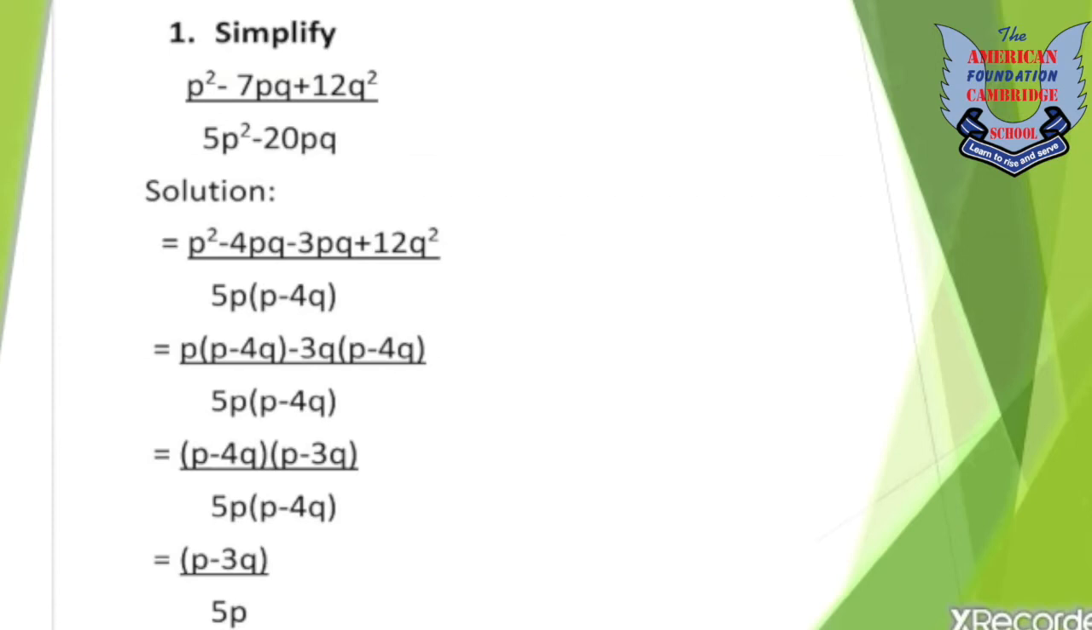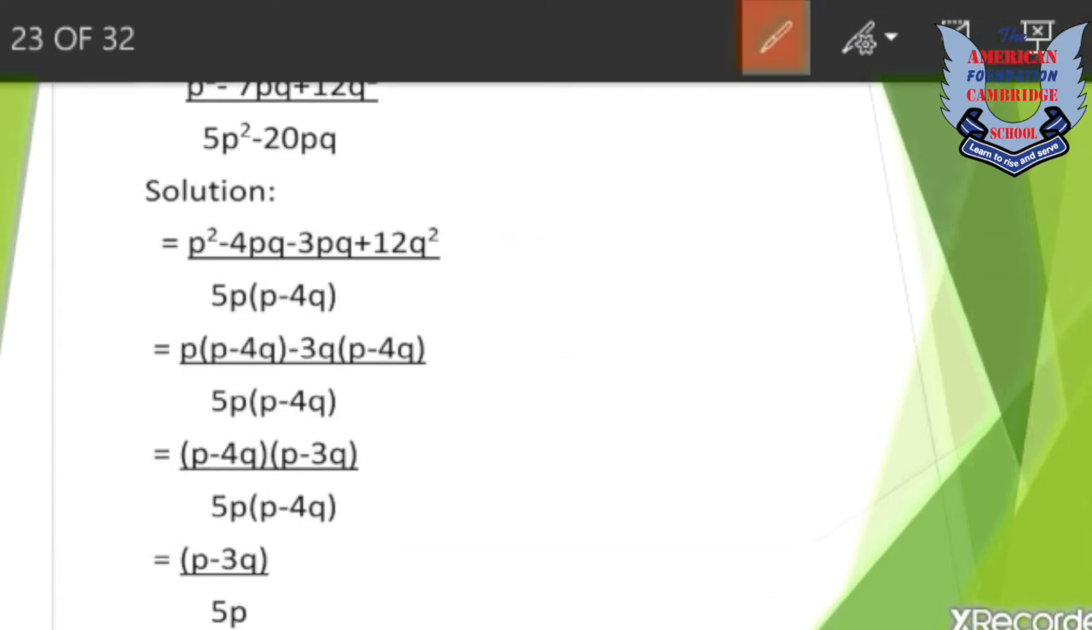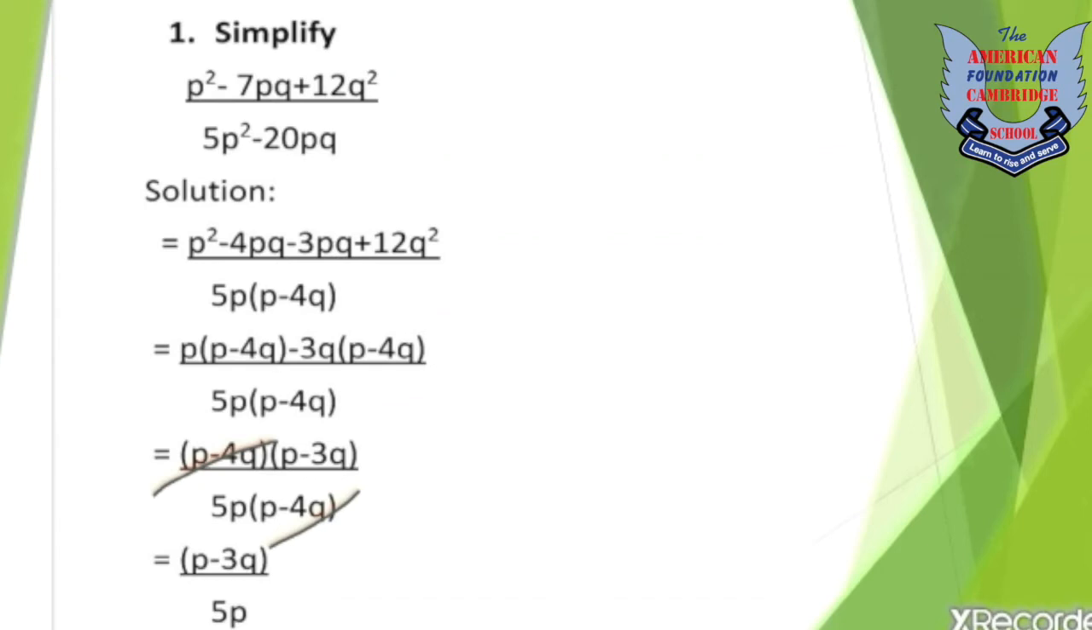Now you can see both the numerator and the denominator of the given fraction are fully factorized, so you can easily carry out the cancellation process. P minus 4q will be cancelled and you will have p minus 3q upon 5p as your answer. One thing you need to keep in mind is that the numerator and the denominator cannot be cancelled until both are fully factorized.